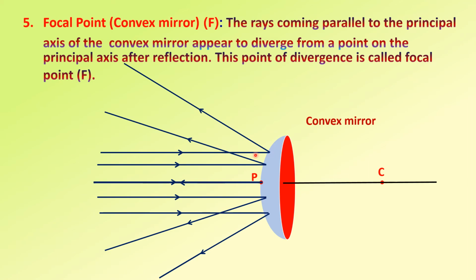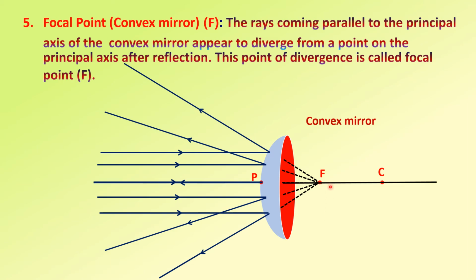Okay, so this ray appears to be coming from this point and this ray appears to be coming from the same point. Like this, all the reflected rays appear to be coming from one point behind the convex mirror on the principal axis, and this point is called as the focus or focal point F.